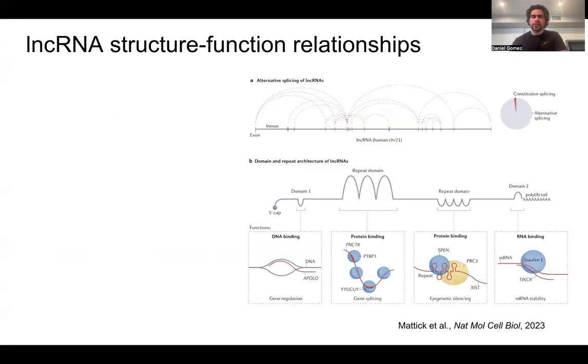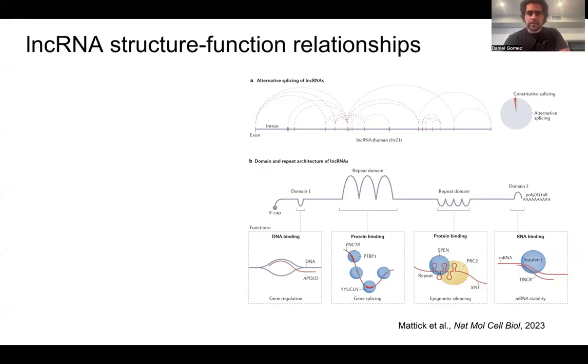Okay, so I wanted to show a figure here of alternative splicing of lncRNAs, where we can see the exon at the end, intron, and then exon at these red vertical lines, and then we can see how it splices in different ways through the dotted lines. This is an example of an lncRNA on chromosome 21, where we have mostly alternative splicing and only a sliver of constitutive splicing.